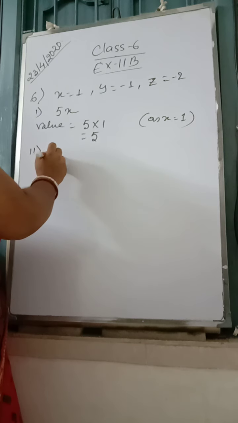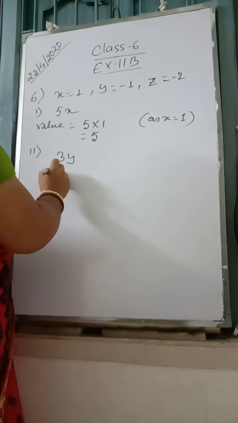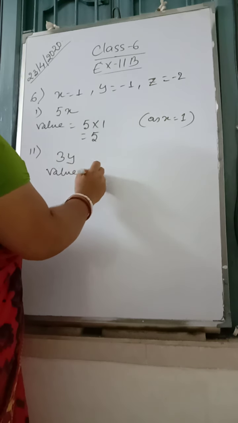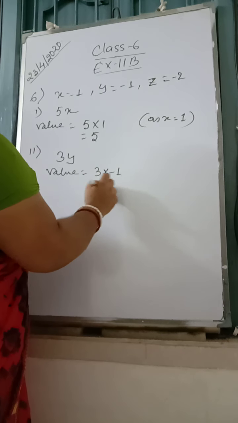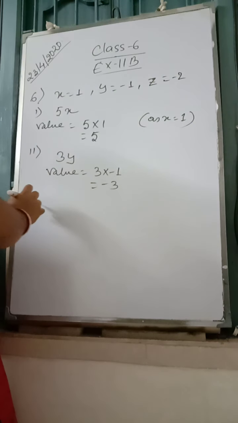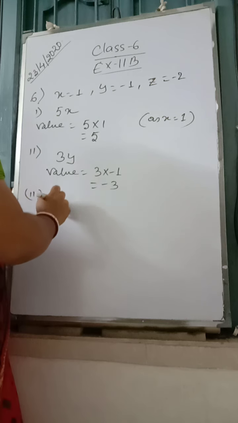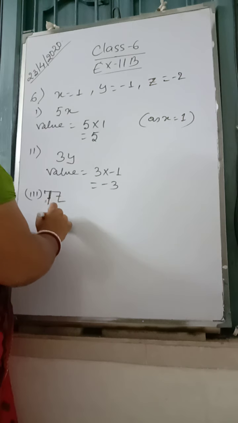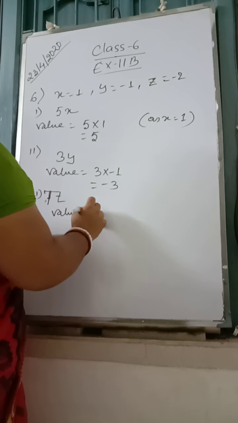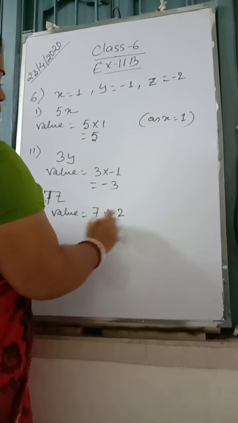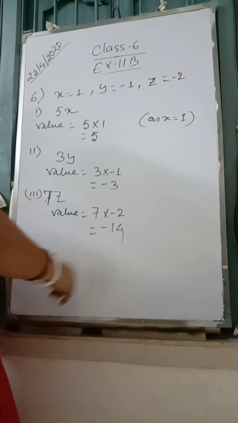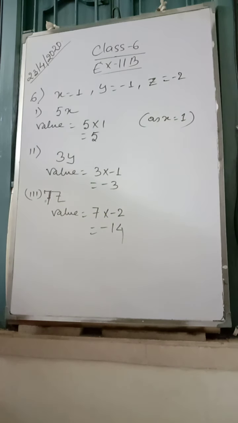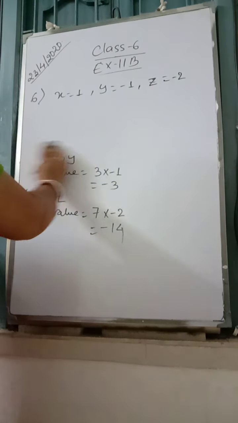Number 2, 3y. So the value would be 3 into minus 1, minus 3. Number 3, 7z. So the value would be 7 into z's value, which was minus 2, minus 14. Now the work starts from here. These are the simple things we have done. Now look at number 4.